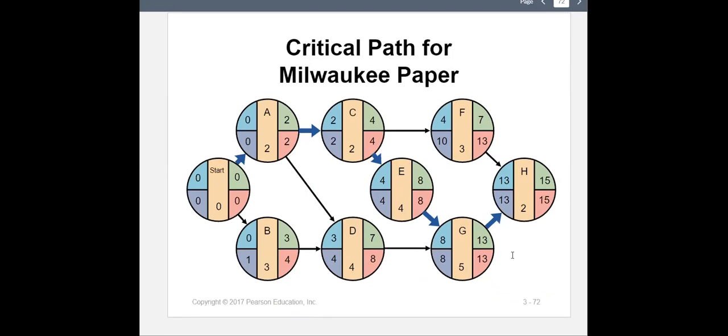So this is our network. All the calculations are there. Look, 2 minus 2, 0, right? 4 minus 4, 0, right? 8 minus 8, 0. 13 minus 13, 0. 15 minus 15, 0. These are the ones, A, C, E, G, H, on the critical path. These are our critical activities. If one of these delays, we would never meet the 15 weeks to complete the project. That would delay the project.